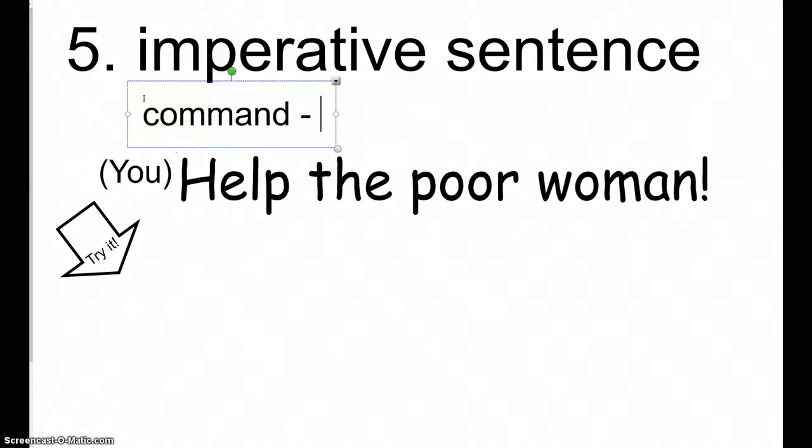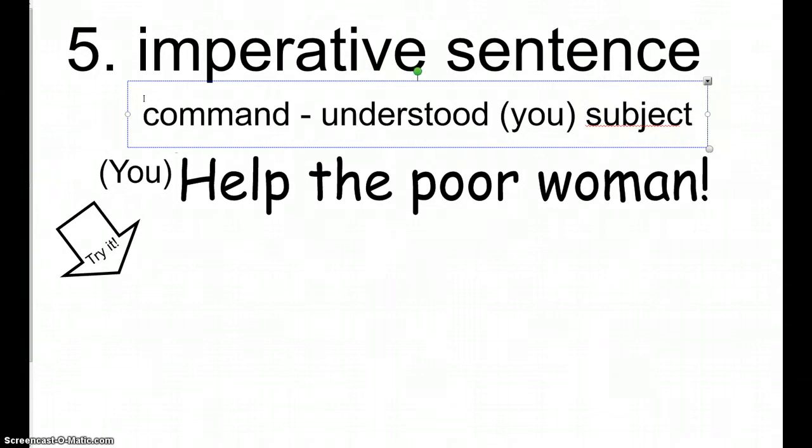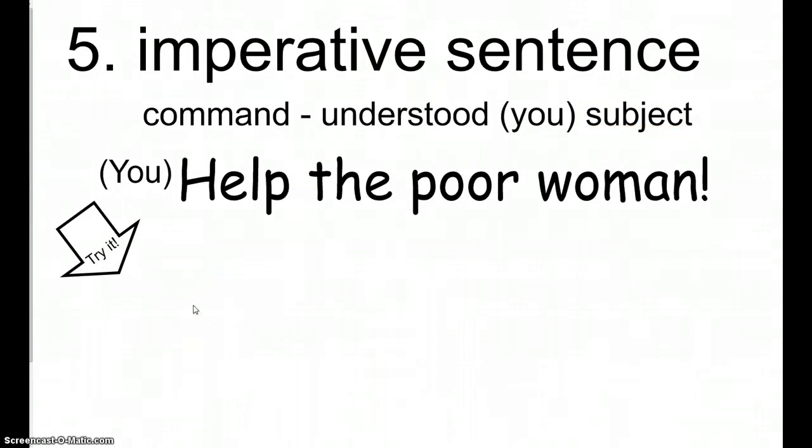And a command always has that understood you for the subject. It's not there, but it's just understood. It's recognized that you are the subject, but we don't actually say it. So for my example, I have the sentence, help the poor woman. And again, students kind of kept in line with the theme that they were writing on, and mine was spiders. And so help the poor woman is a sentence. The understood you is your subject. You, and then your verb would be help.